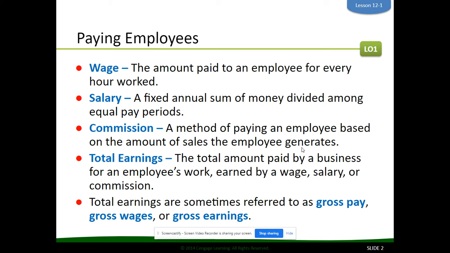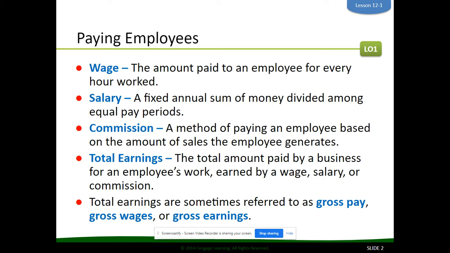Whereas a salary is a fixed annual sum of money divided among equal pay periods. So let's say I make $50,000, I get paid 20 times throughout the course of the 10 months that I'm working, and so that $50,000 would be divided by 20 different pay periods. Typically, salaried employees are going to be paid once or twice every week, twice every month or once every other week. So it's either typically going to be the 15th or the last day of the month, or the 15th and the 30th, or every other week.